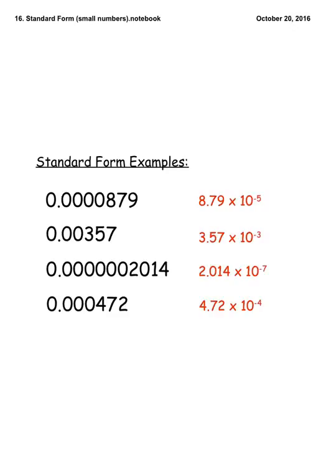So the first example should be 8.79 times 10 to the negative 5. The second example is 3.57 times 10 to the negative 3. The third example, 2.014 times 10 to the negative 7. And the last example, 4.72 times 10 to the negative 4.